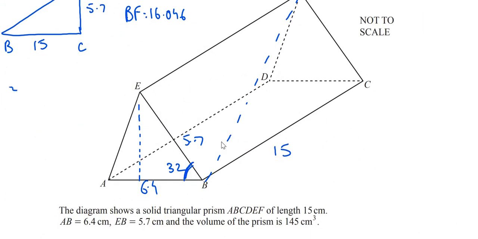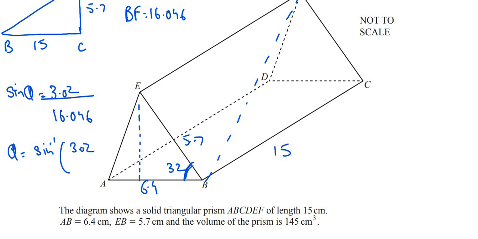sine theta is equal to 3.02 divided by 16.046. So theta is equal to sine inverse of 3.02 divided by 16.046. Alright, so let's do it.